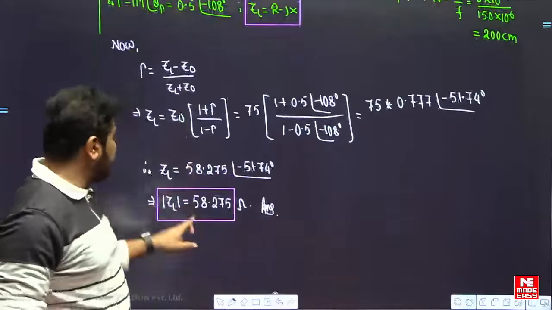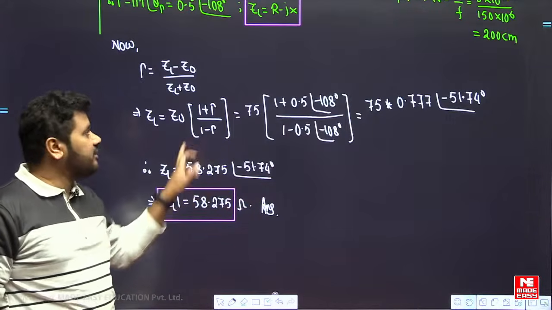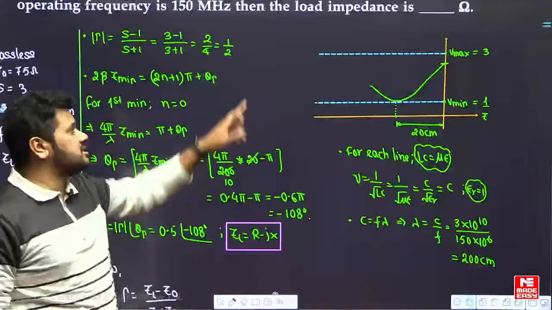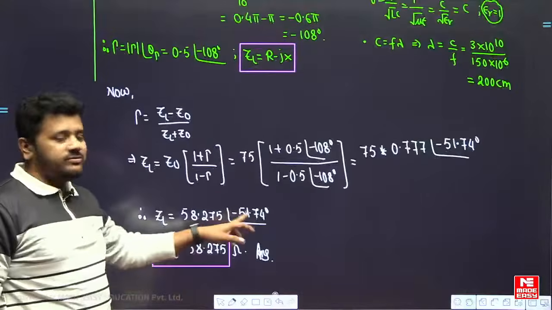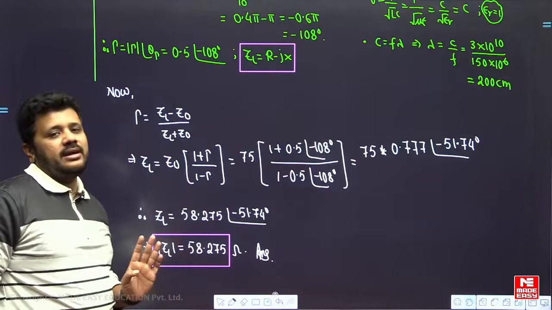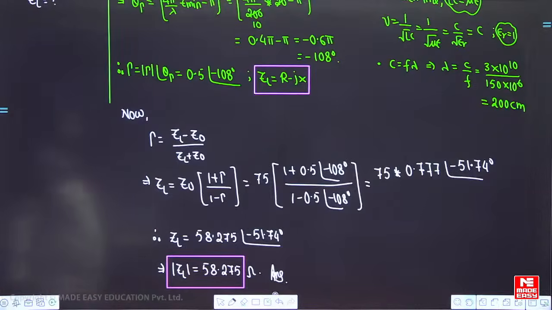R and X can be found from this value, right. Cos will become resistance, sin will become reactance. If they had asked individually for the value of resistance or capacitance, we can easily calculate it, right. So this cos will give you the resistance, sin will give you the reactance part. So the answer should be 58.275 ohms. Is it clear? Yes, Ashish, you are correct. It is resistance and capacitance. Fine. Okay.